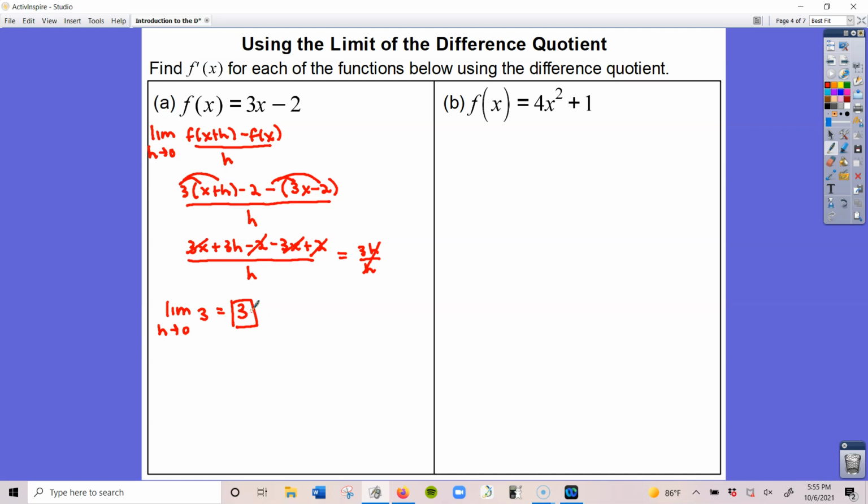Now keep in mind that the derivative, this is my derivative, so f prime of x is equal to 3. The derivative is equated to be the slope of the tangent line.